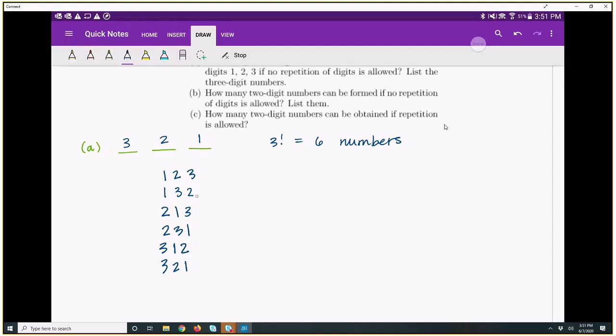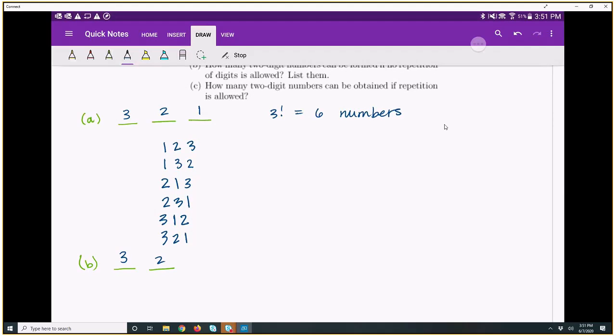And so I do find exactly 6 possibilities. The next part of the question is, how many 2-digit numbers can be formed if no repetition of digits is allowed? So now I have only 2 blanks. I'm not allowing repetition, so again I have 3 choices for the first blank and 2 choices for the second blank. So this is 3 factorial divided by 1 factorial. It's still 6 numbers.